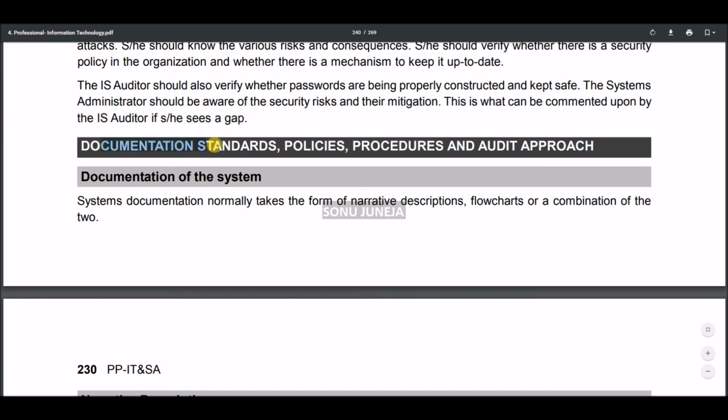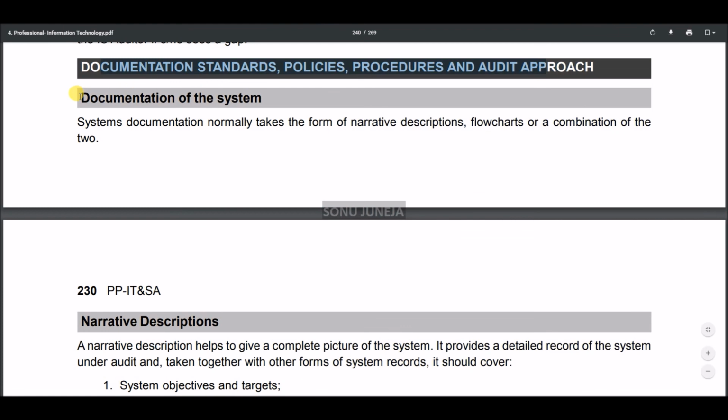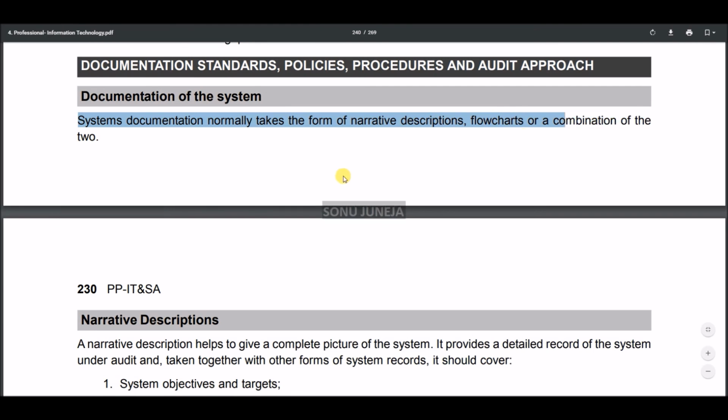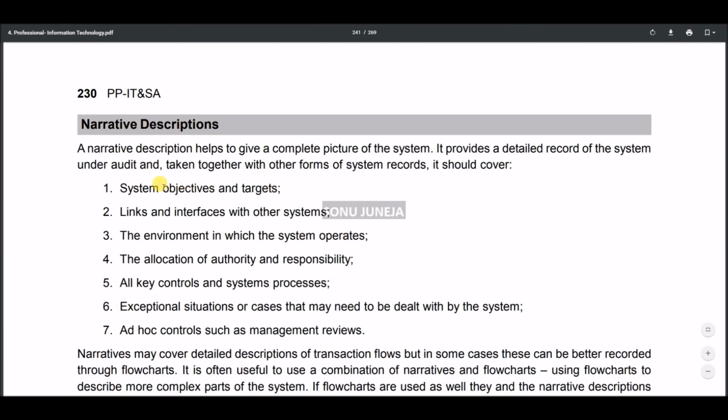Documentation, standard policy and procedures, and audit approach. Documentation of the system can take the form of a narrative description, flowcharts, or a combination of the two. Let's look into the narrative description. It helps you give the complete picture of the system, provides a detailed record of the system under audit, and is taken together with other forms of system record.